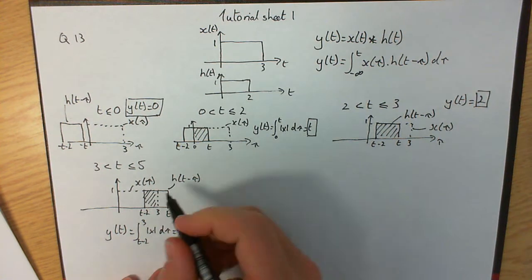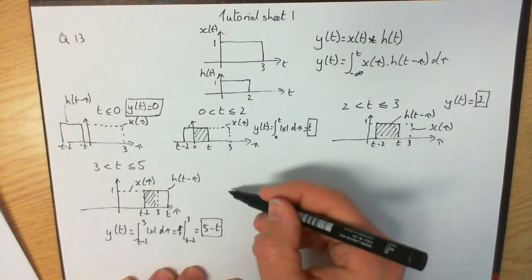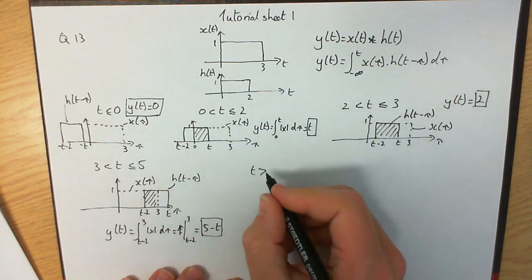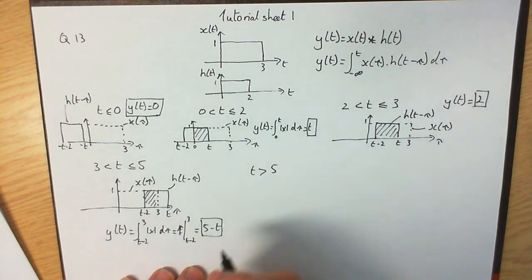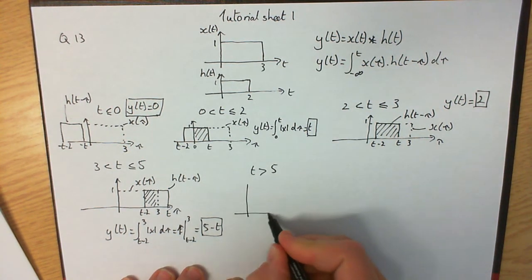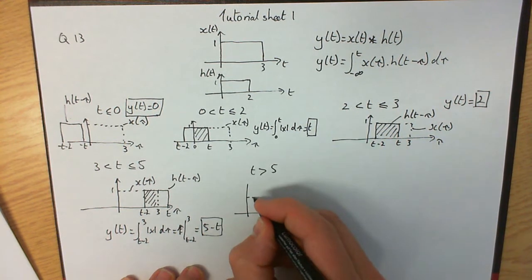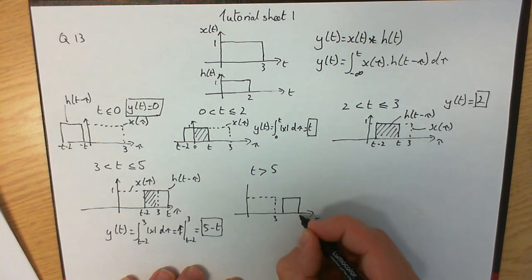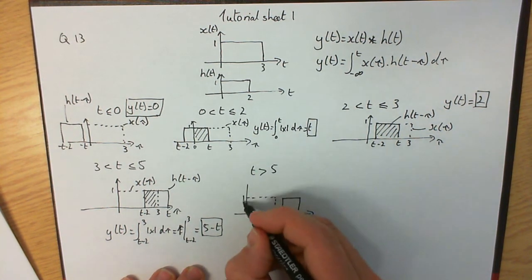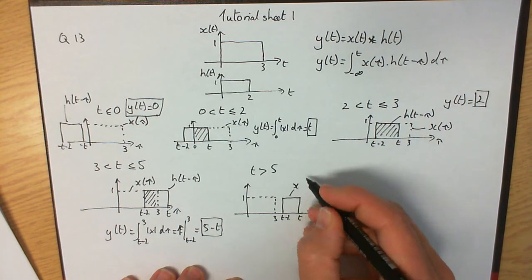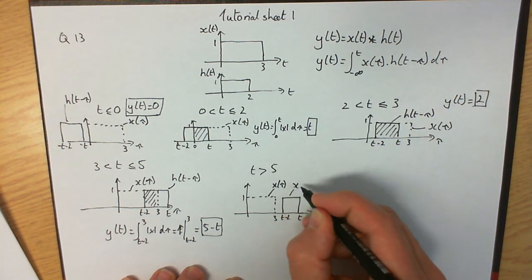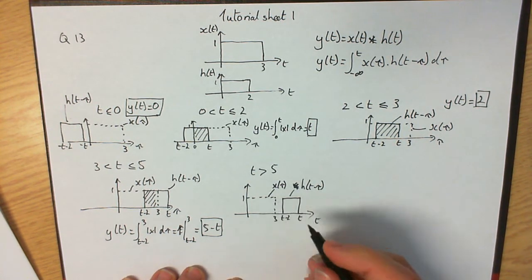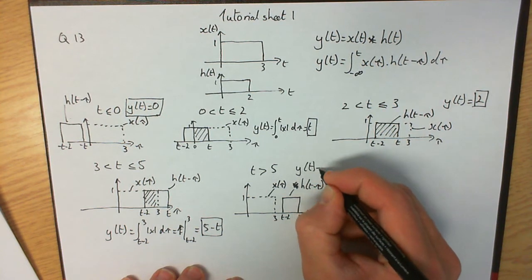The last region is when the trailing edge is completely outside of the function, which is when t is greater than 5. And in this case, what you get is a function that looks like this, where x of tau and h of t minus tau don't overlap at all. At that point, y of t goes back to 0 again.